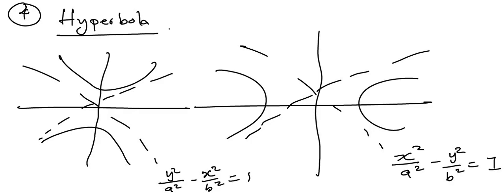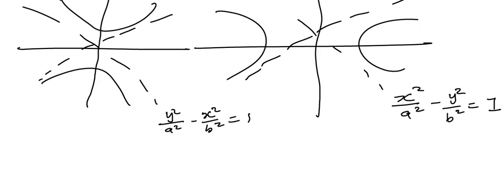Here it doesn't matter the relationship between a and b. We're just saying the term that's positive is going to be your a. So here our y is the one that's positive. Then b is the denominator of x squared, which is carrying the negative sign. So this is automatically a b.